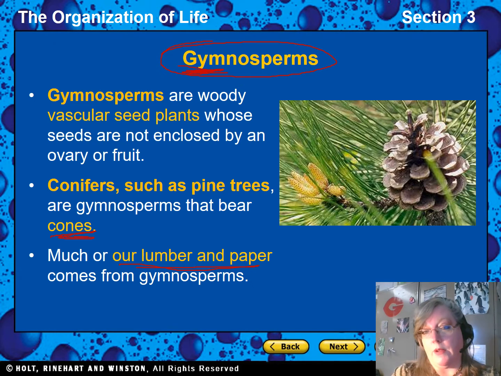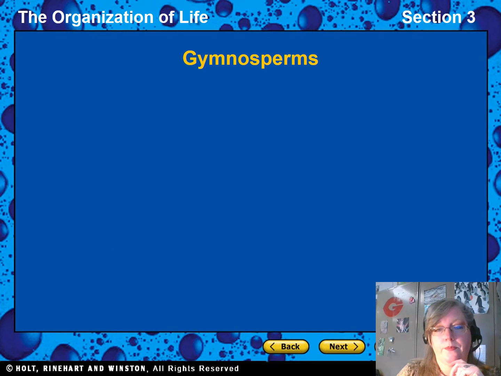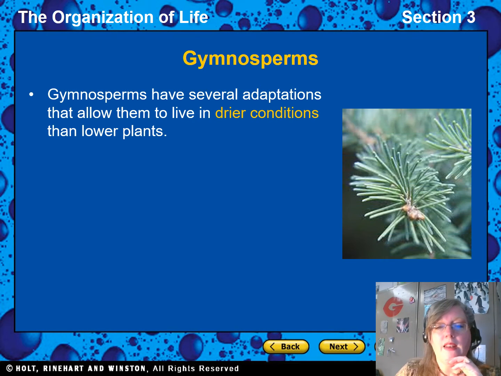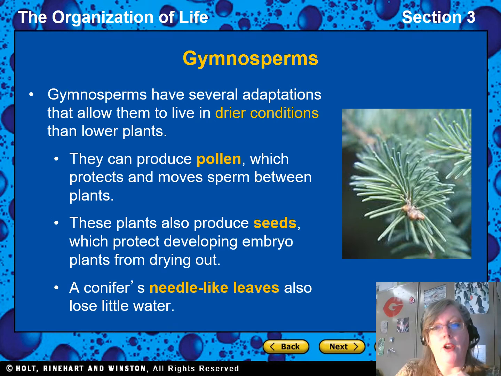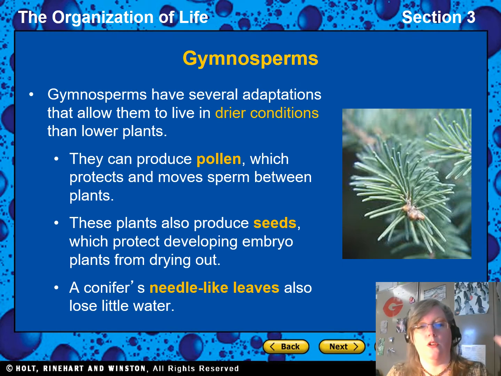Angiosperms, that's the flowering plants. So this is the gymnosperms, where most of our lumber and paper comes from. They have a lot of adaptations that help them live in drier conditions, so that now we don't have to live near the water anymore. Think of evolutionary, moving further and further from the primordial ooze where the world first started.